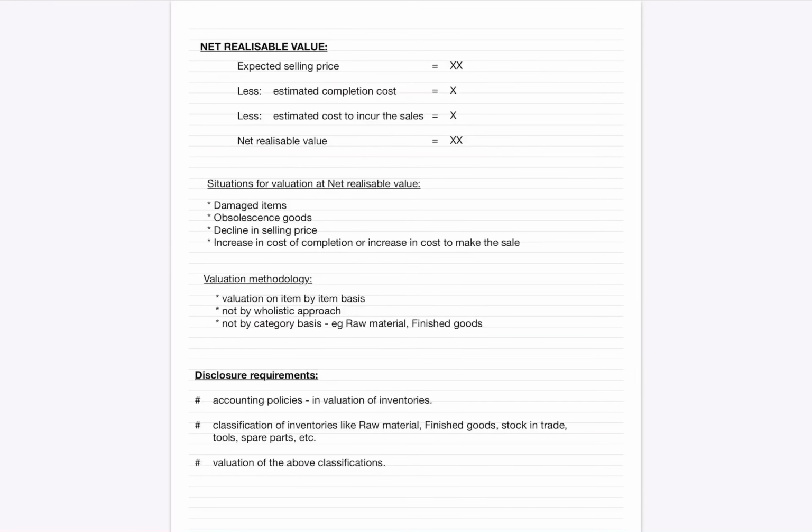The inventory should be valued at cost or net realizable value, whichever is lower. But normally, the cost is always lower when compared with the net realizable value. But sometimes the net realizable value may be lower than cost. It may be because the goods are damaged or obsolete, or the selling price of the goods is in a declining trend due to market conditions, or there is an increase in cost of completion or increased cost to incur the sales.